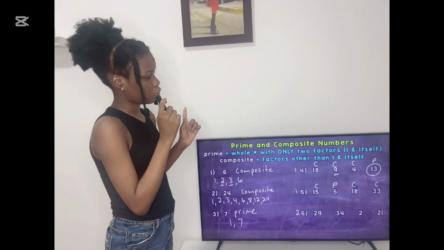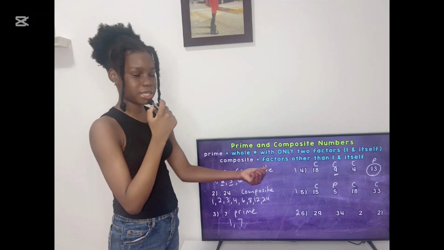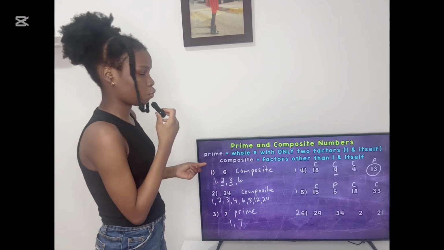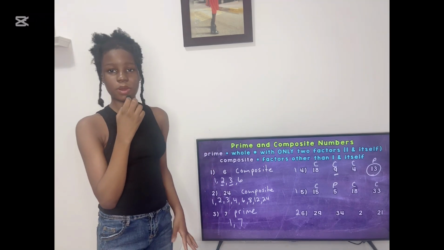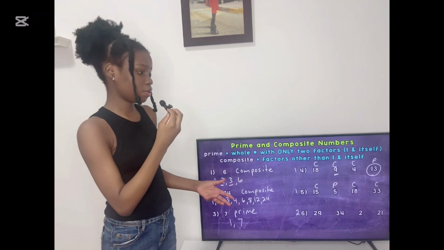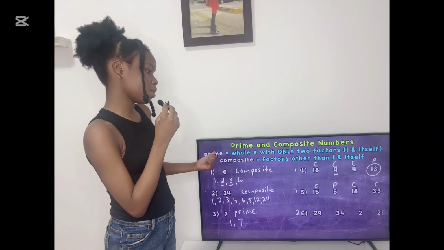Except for 1 and itself, as you can see, it's written C there, so it's obviously a composite. But except for 1 and itself, what factors are there? So 2 times 9 can definitely go. 3 times 6 can also go. So 18 is a composite.